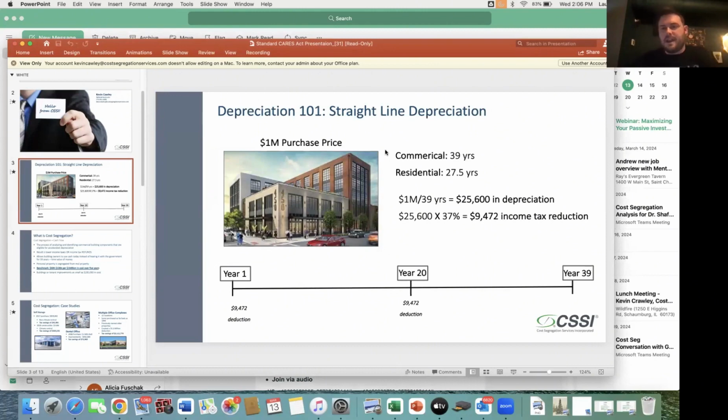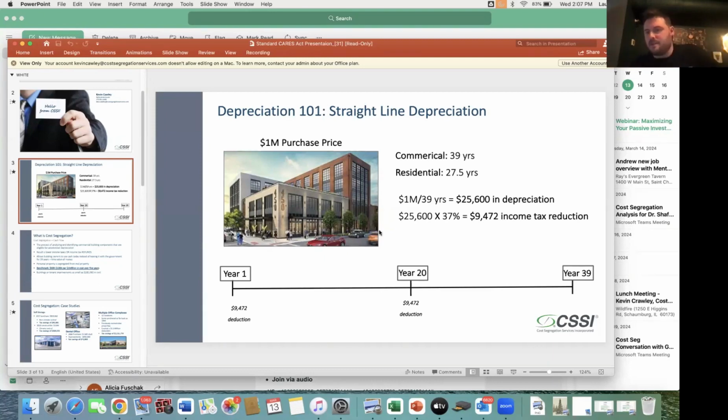What we're looking at here is just a basic example. What happens anytime any of us purchase an asset? The federal government, the IRS, says commercial assets depreciate over 39 years, residential assets over 27 and a half years. My example here is with a 39-year property, but either way, the math is the same. Many of you probably already know this, but I'd love to start here because it really shows the major difference once we show you what I do.